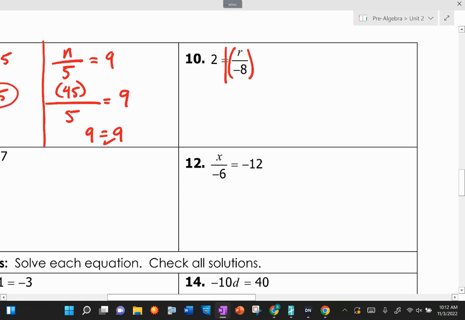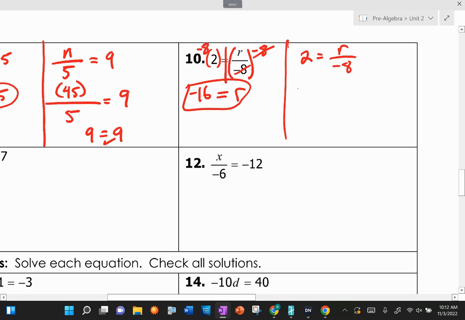The variable is having what done to it? Yeah, it's being divided by negative 8. So I'm going to multiply both sides by negative 8. The 8's on the right side will cancel out. That'll give us r. And then on the left side, I have negative 8 times 2, which will give us negative 16. And then I'll go through and check by substituting in negative 16 on top. Negative 16 divided by negative 8 is positive 2. So that one's good.